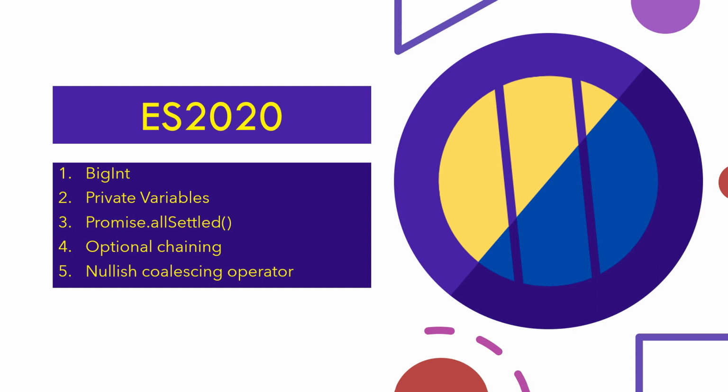So, let's get into today's topic. Today's topic is ES2020. Before getting into this, what is ECMAScript? ECMAScript is a scripting language specification to standardize scripting languages like JavaScript, JScript, and Google Apps Script, etc. JavaScript strictly follows and implements the ECMAScript standard specifications.